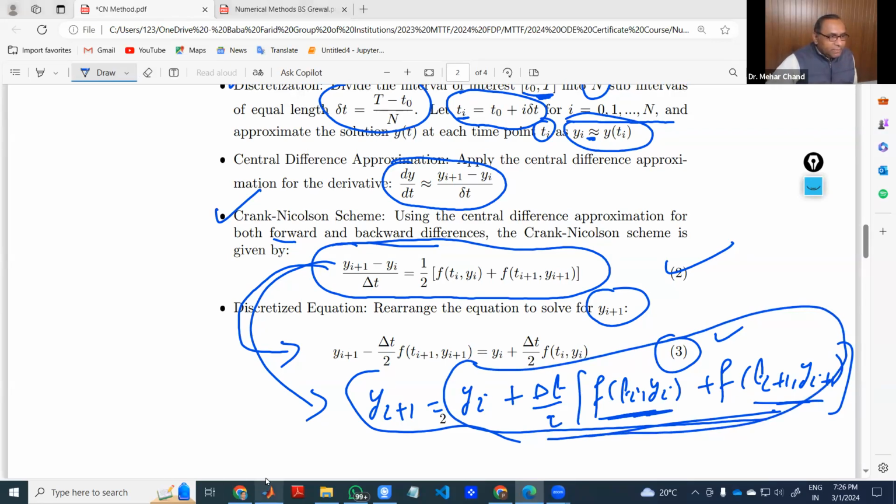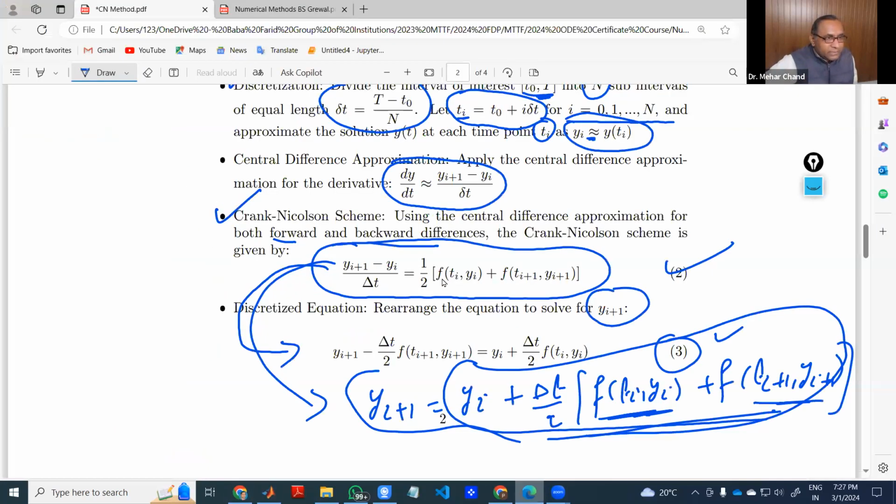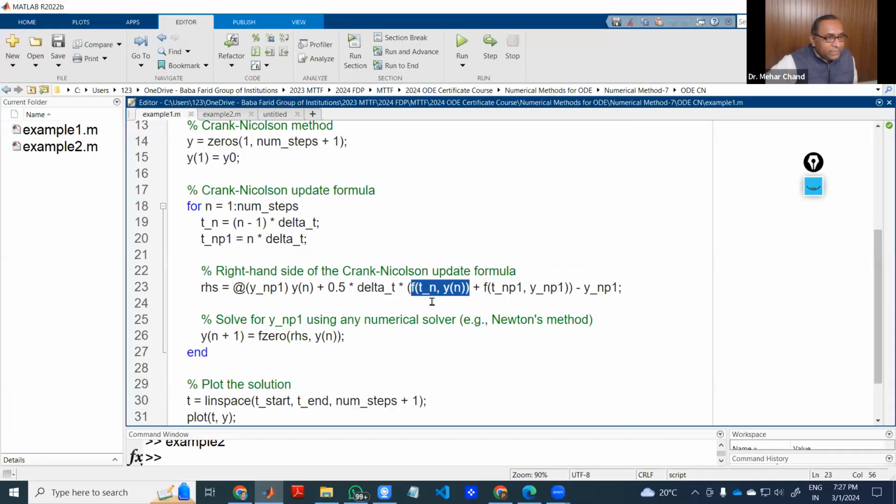So here in MATLAB, @ is the function, and on the right hand side we have yn plus 0.5 delta t. 0.5 means delta t upon 2, so 1 by 2 is 0.5. This is delta t, and here is f(tn, yn). In the place of i, in MATLAB we are using n, so this will be f(tn, yn).